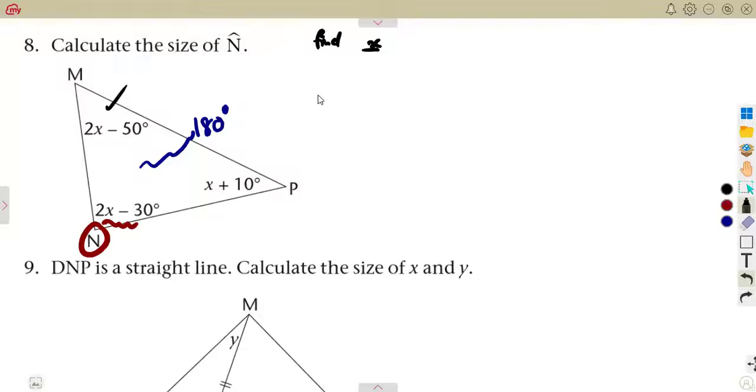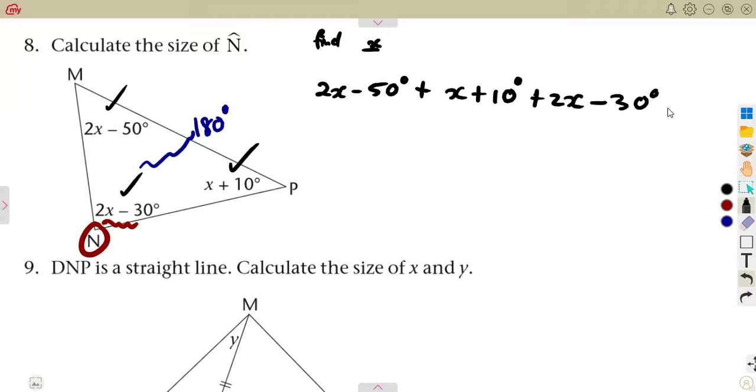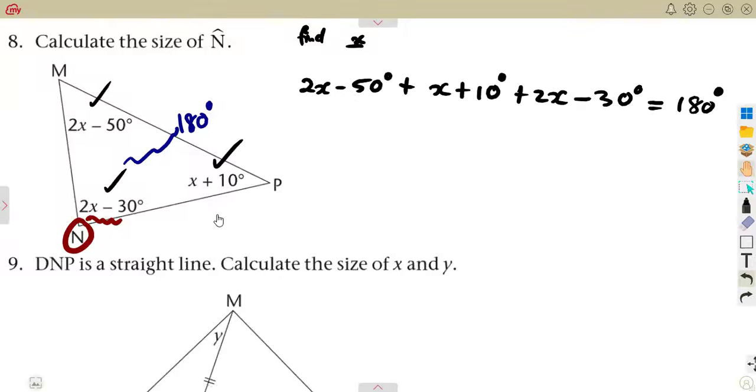So this means the 2x minus 50 degrees added to the x plus 10 degrees added also to this 2x minus 30 degrees, we are supposed to obtain the sum of 180 degrees, which is angles in a triangle. So we have to find x first. Before we talk of the angle n, let's find x first. You are not given that, but you're supposed to know it. All right, so there's x, which is same as 1x.